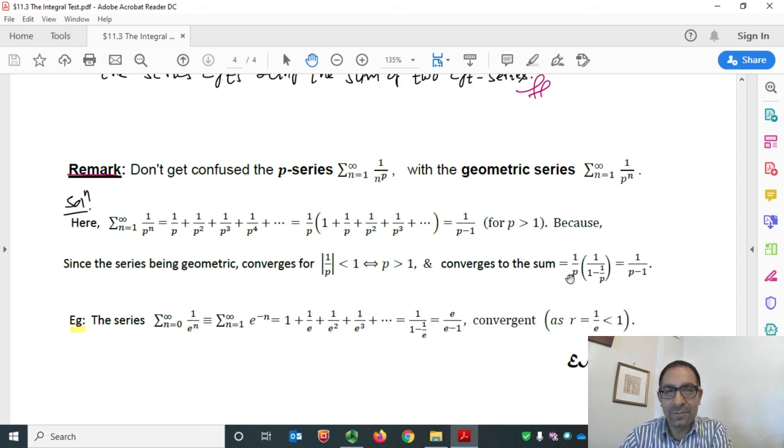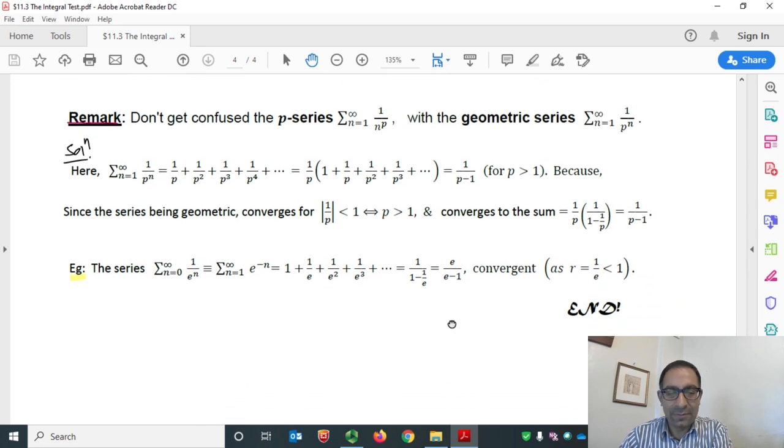which is the first term over 1 minus the common ratio. So then 1 over p times 1 over 1 minus 1 over p. Simplify, this gives us the number 1 over p minus 1, and I put it back here. Great, for p greater than 1.